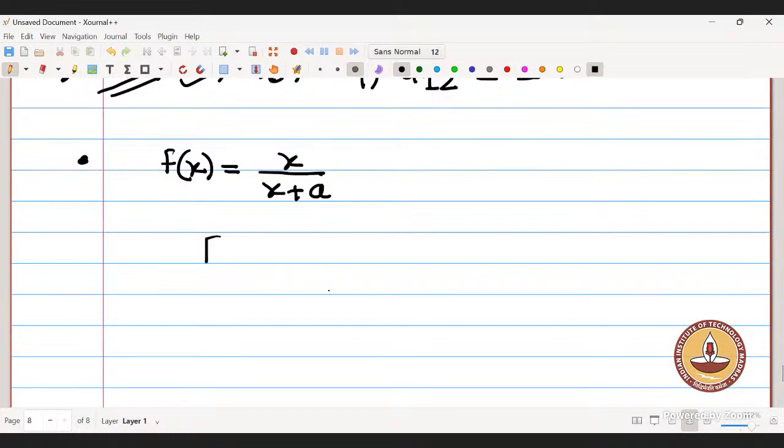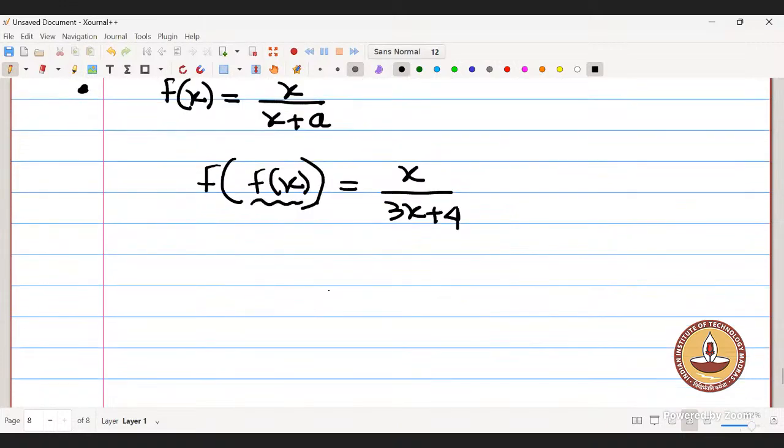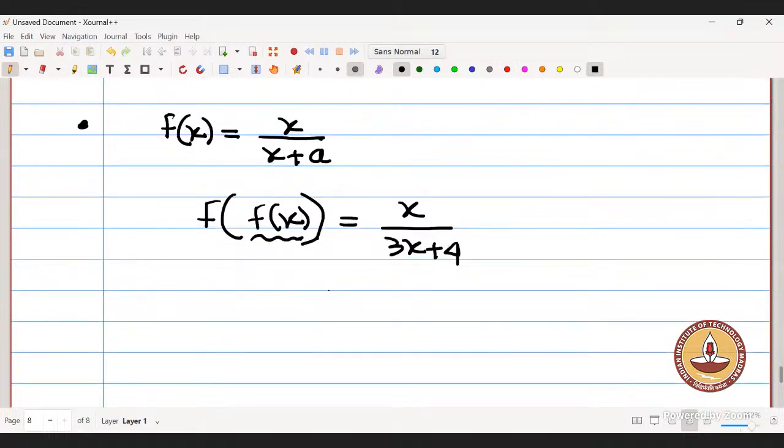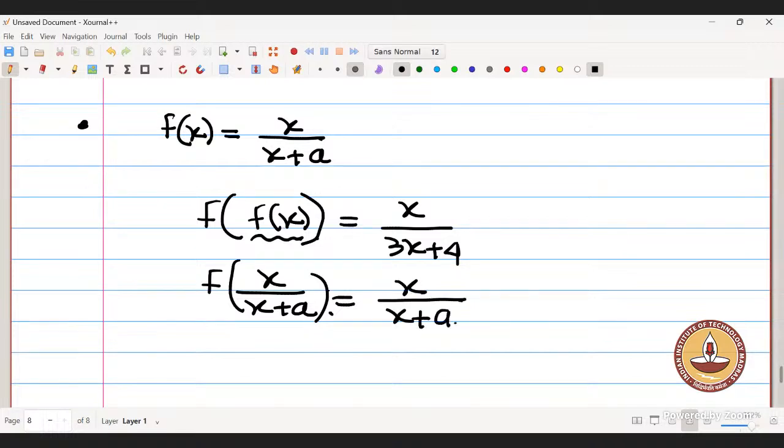And what basically it's saying, f of x is x by 3x plus 4. There is no negative sign here, right? Yes, sir. We have to find the value of a. Okay, so first tell me what is f of x? X by x plus a. Right? Yes, sir. And then what is this one? So, x by x plus a divided by 3 into x by x plus a plus 4.